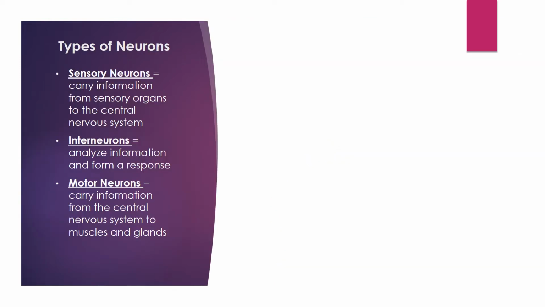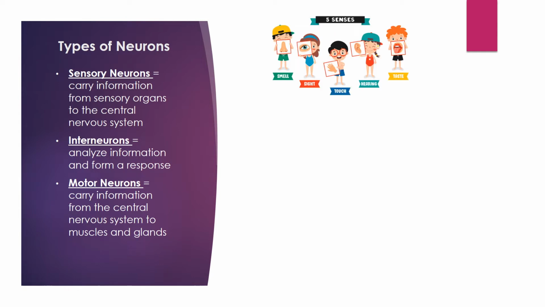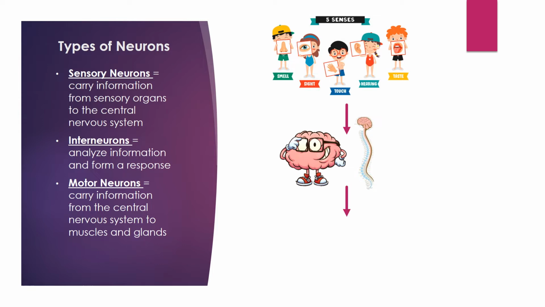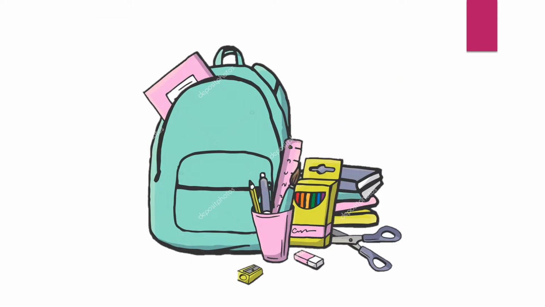Neurons are typically divided into three categories: sensory neurons, interneurons, and motor neurons. Sensory neurons help collect information about our internal and external environments. They send information from our sensory organs to our central nervous system, which consists of our brain and spinal cord. Then, the interneurons of our central nervous system analyze information and form a response to it. That response is sent to our muscles and glands through motor neurons.